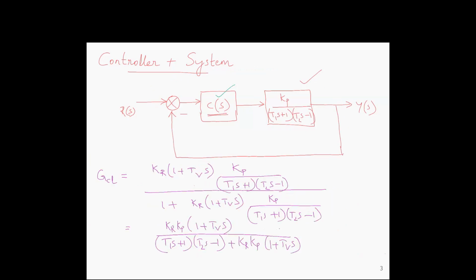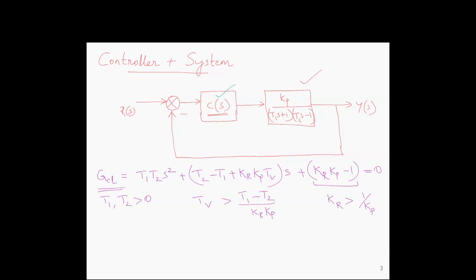First, I will derive the closed loop transfer function. This is the controller part, KR into (1 plus TD S). The closed loop system will be, the numerator will be like this, and the denominator is 1 plus G of S, H of S. Here H of S is 1. This term is the G of S part. After simplification, we will get a simplified term like this. The denominator is called the characteristic equation. We will use this characteristic equation alone to analyze the stability of the system.